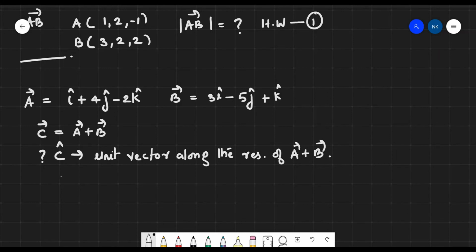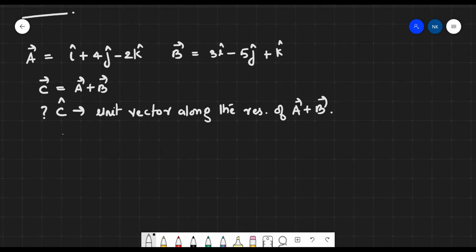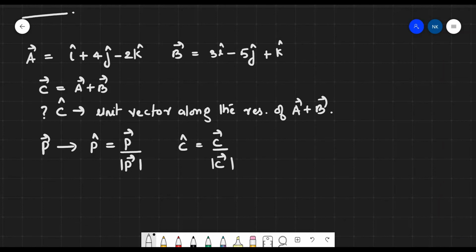Okay, ये क्वेश्चन कैसे करेंगे? देखिए, हमें पता है अगर हमारे पास एक वेक्टर है P and if we need to find out a unit vector that is P cap, हम कैसे find out करेंगे? P वेक्टर को P वेक्टर का magnitude से divide करेंगे. Okay, so अगर हमें C cap find out करना है, that means हम C वेक्टर को C वेक्टर का magnitude से divide करेंगे. Is that clear? So हम सबसे पहले ये find out करते हैं C वेक्टर क्या होगा. C vector was equal to vector A plus vector B.